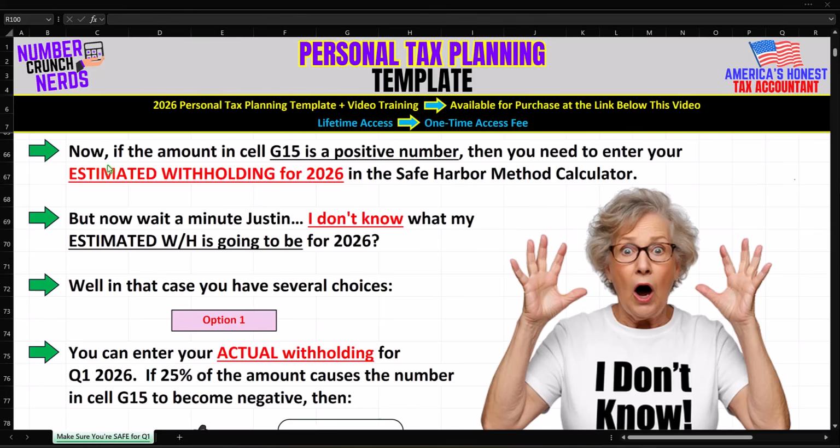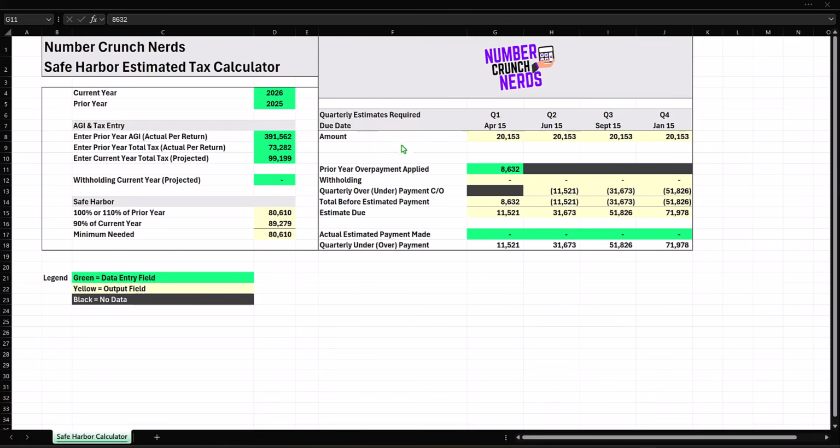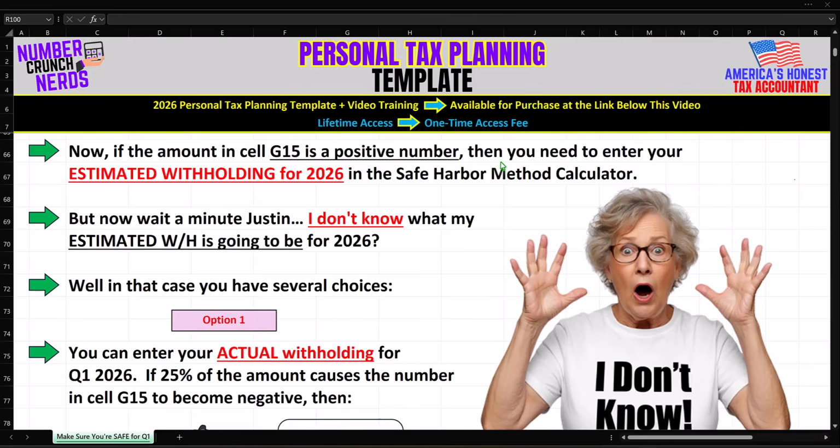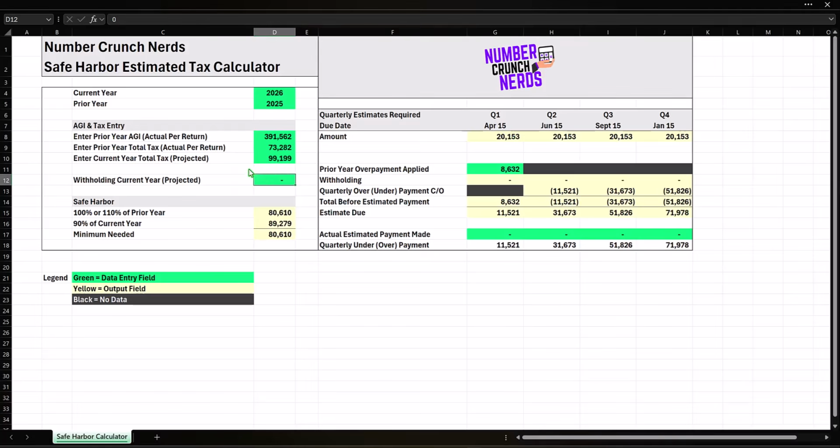All right, but now what if the amount in cell G15 is a positive number? Let's go back over here and change the prior year overpayment applied back to 8,632. Now we have a positive number again in cell G15. Now coming back over here, in that case, you need to enter your estimated withholding for 2026 into the safe harbor method calculator. This is the cell where we will enter our estimated withholding for the current year. Let's assume for the moment that we are expecting withholding of $25,000.